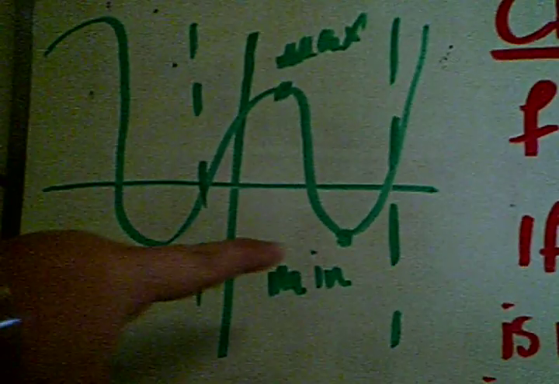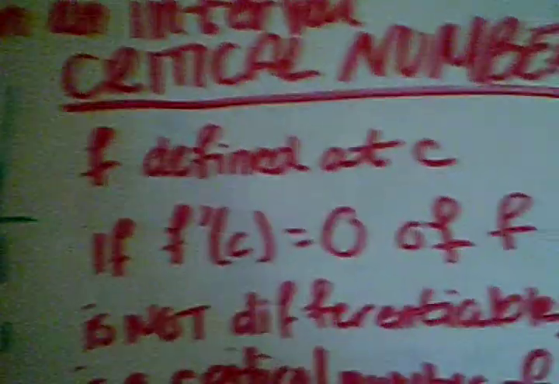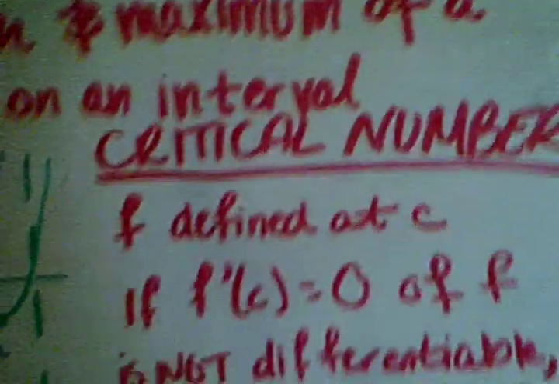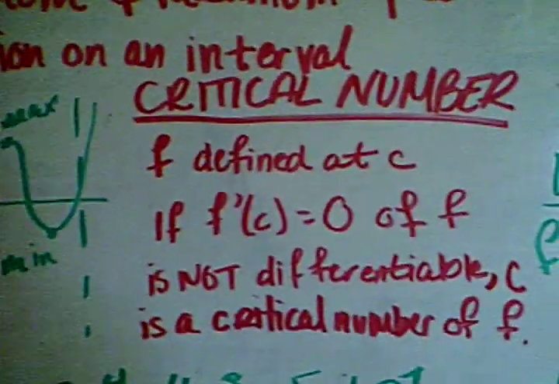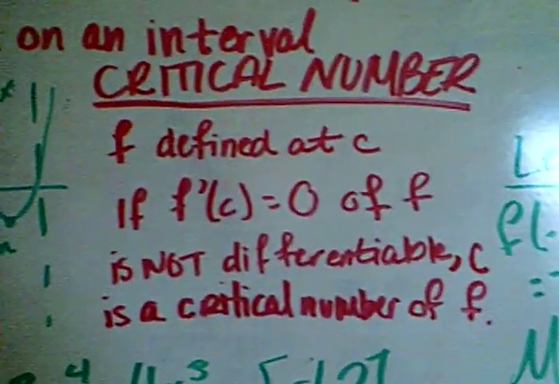Note on this side, this minimum is lower than this one, but it's outside the interval. Same as this one, the maximum is higher than this maximum, but it's outside the interval. That's in another lesson. It's outside the interval. Okay, what's essential to knowing how to find your absolute extrema is finding your critical numbers.